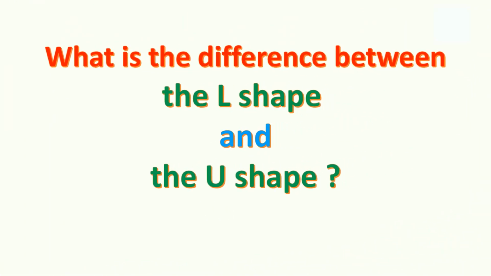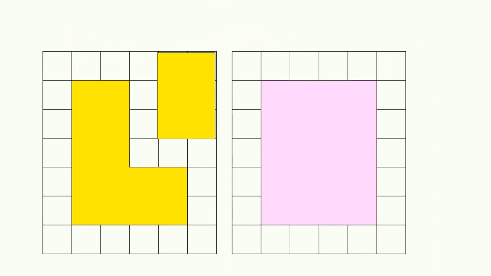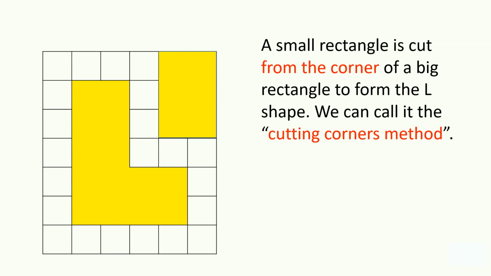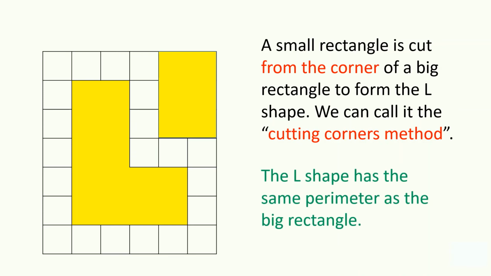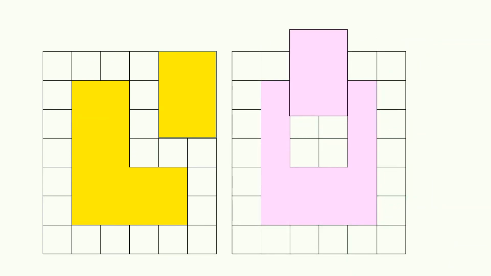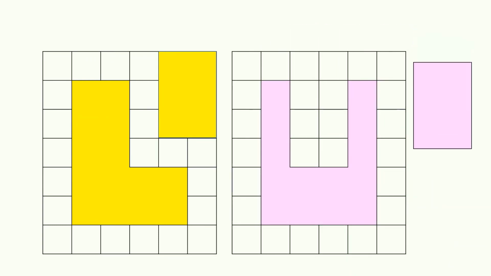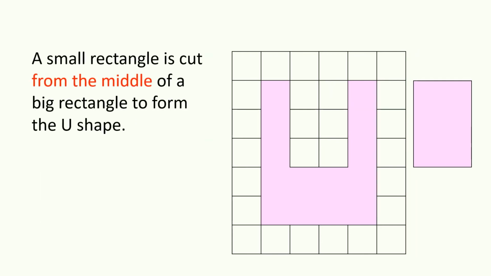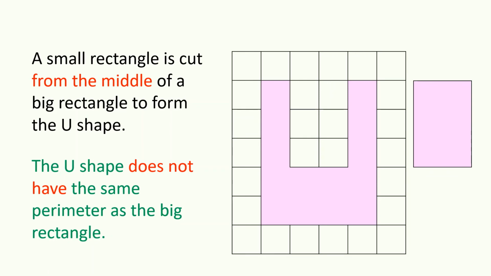What is the difference between the L shape and the U shape? A small rectangle is cut from the corner of a big rectangle to form the L shape. We can call it the cutting corners method. The L shape has the same perimeter as the big rectangle. A small rectangle is cut from the middle of a big rectangle to form the U shape. The U shape does not have the same perimeter as the big rectangle.